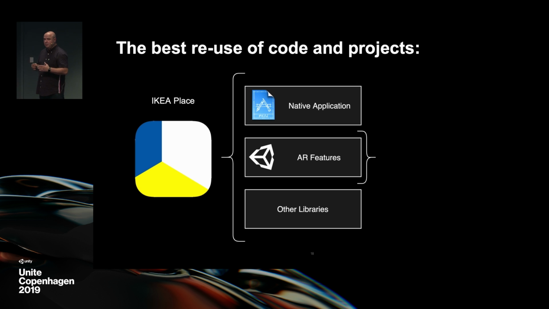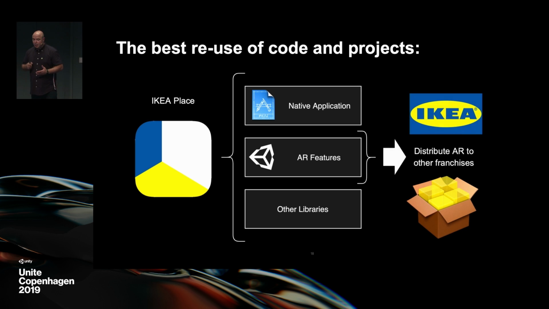IKEAPlace is split in 3 main parts: the native application that is composed by the UI and other features on the native side, everything that is related to the augmented reality, I mean everything, is encapsulated inside Unity. And of course, other libraries, other frameworks that compose the final application. And from there, we can distribute easily to other franchises.